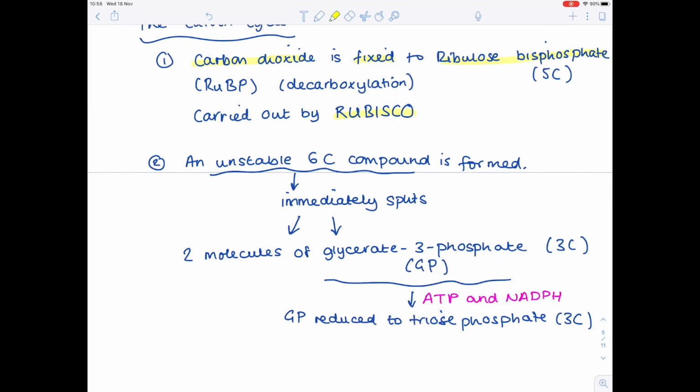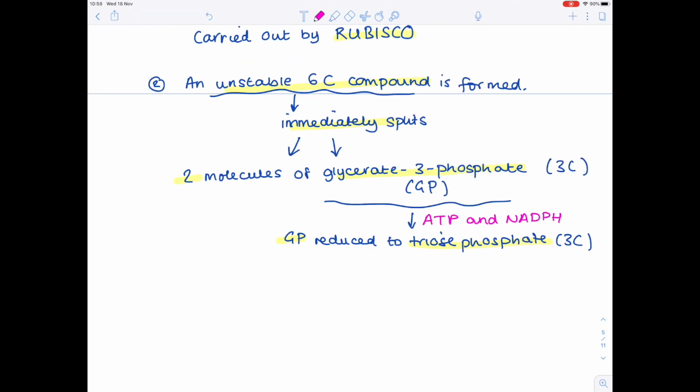Let's just reiterate again. So we know carbon dioxide is fixed by the enzyme rubisco. An unstable 6-carbon compound is produced as a result, which immediately splits to form 2 molecules of glycerate 3-phosphate. And then, due to the presence of ATP and reduced NADP, that GP is reduced to form triose phosphate, a 3-carbon compound. If we look at the role of ATP and that reduced NADP at this point, ATP provided the energy needed to convert GP to triose phosphate, whereas that reduced NADP provided the hydrogen needed to reduce the GP into TP.